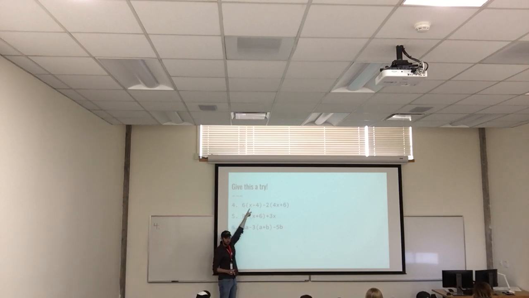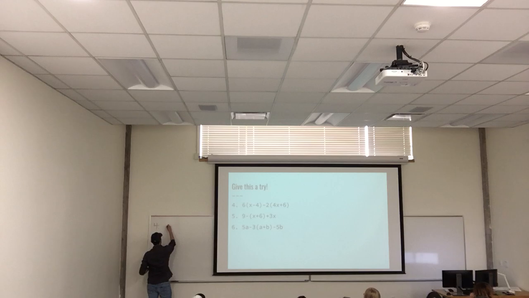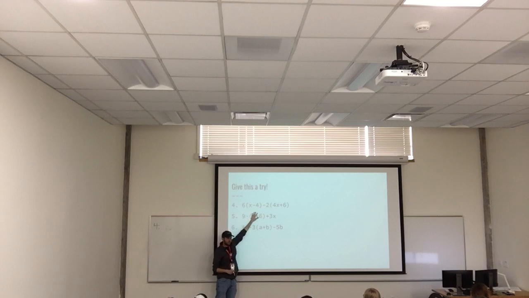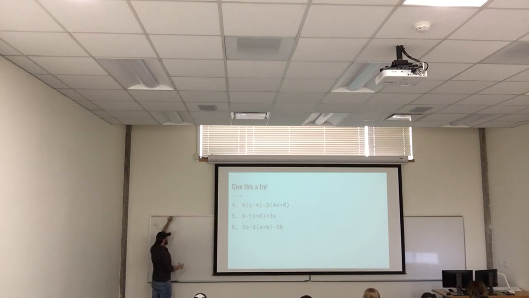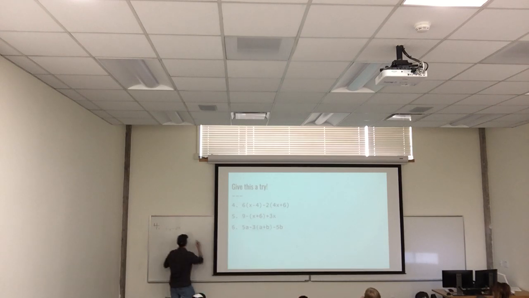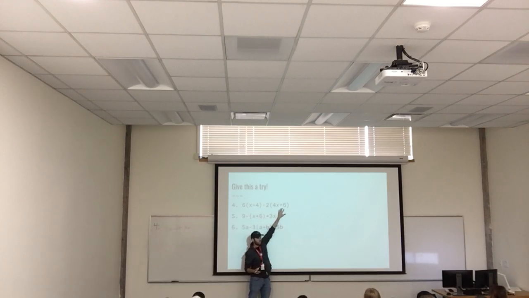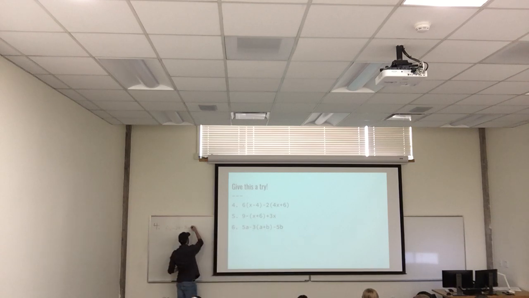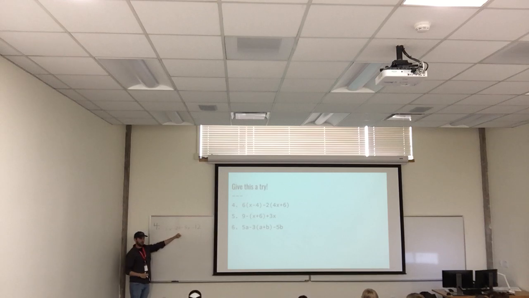What do I get if I multiply 6 and x? 6x. And then what do I get if I multiply 6 and negative 4? Negative 24. Remember the negative. That's important. That's going to change a lot. Negative 2 times 4x. Negative 8x. Negative 2 times 6. Negative 12. You guys are on a roll. So combine like terms. What can we combine?